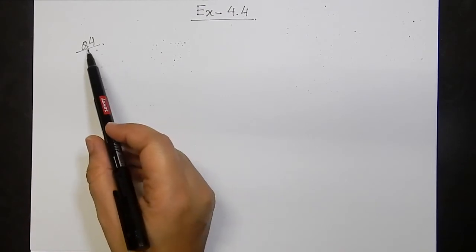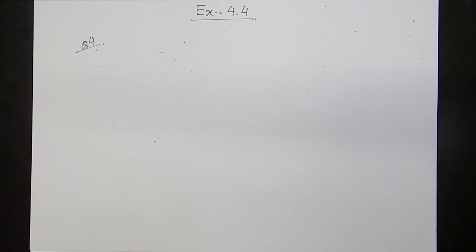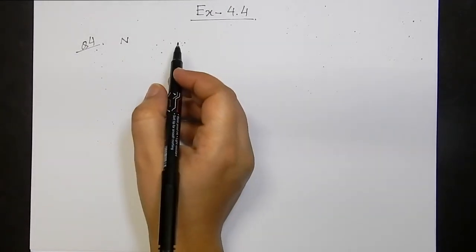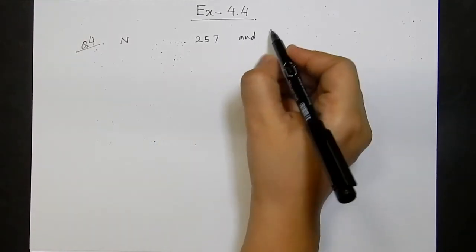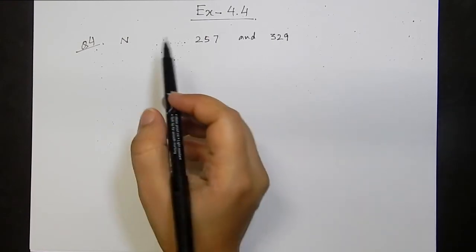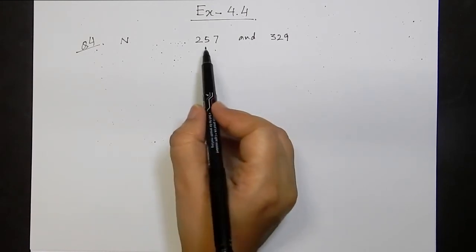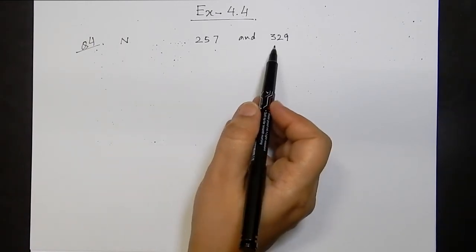Okay, now we will do question number 4 from exercise 4.4. Let us read the question. Find the greatest number which can divide 257 and 329 so as to leave a remainder of 5 in each case. So you have to find a number n which is a factor of both 257 and 329, and in each case it leaves a remainder of 5. So these are not the actual multiples of the required number. They have 5 extra in each one of them.